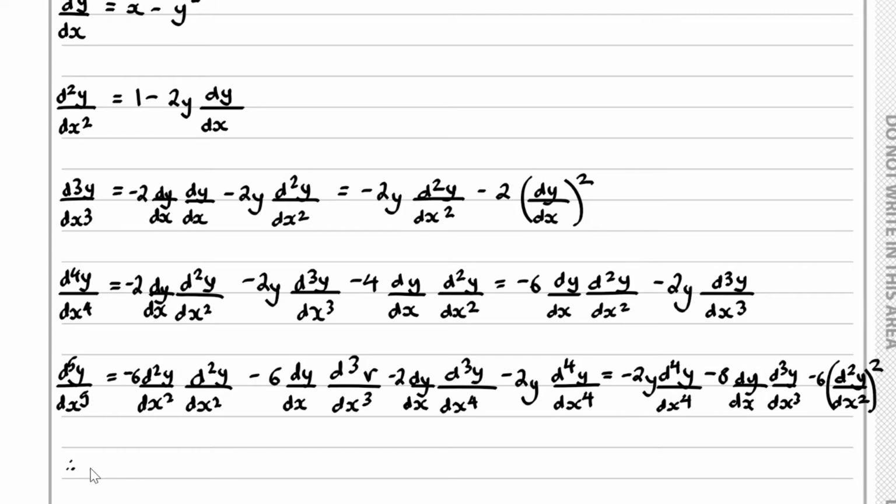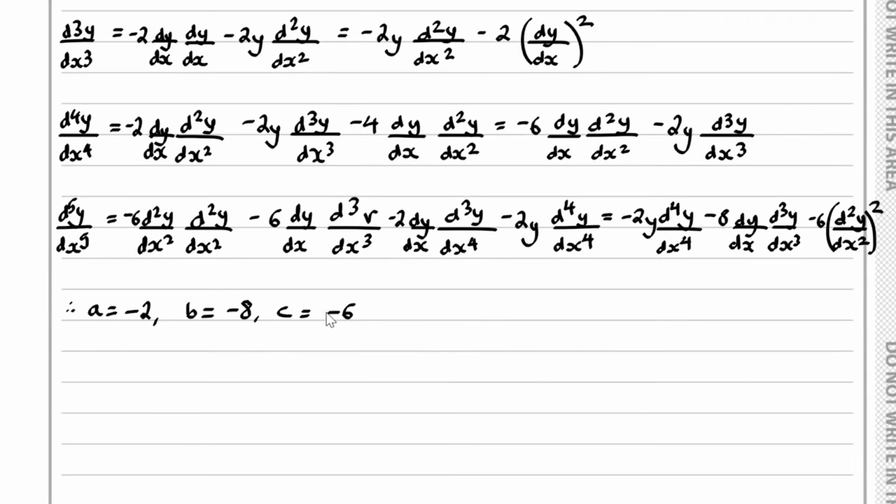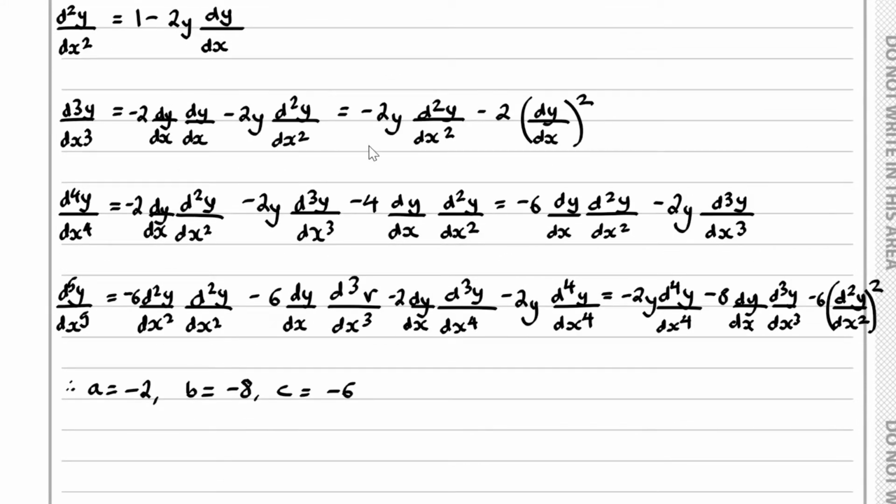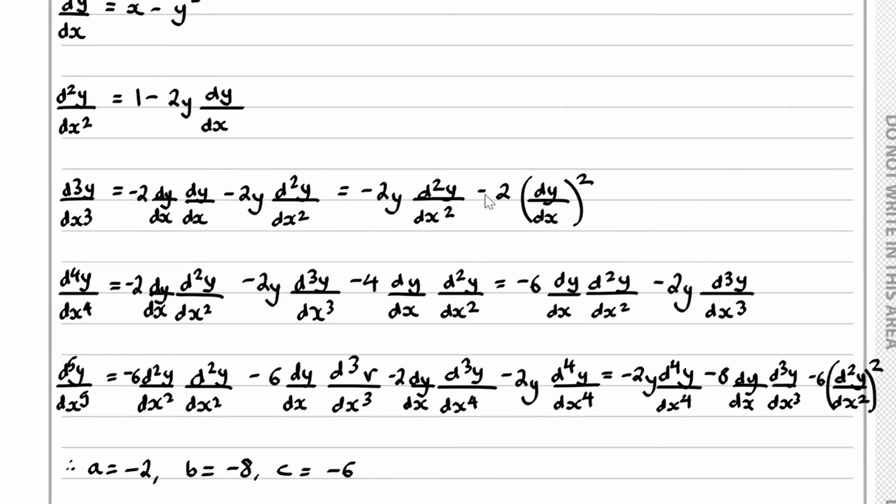And therefore, hopefully you can see the value of a is minus 2, the value of b, that's minus 8, the value of c, that's minus 6. Alright, so that was a bit of work, but hopefully you can see how we got there. We just used implicit differentiation quite a lot.